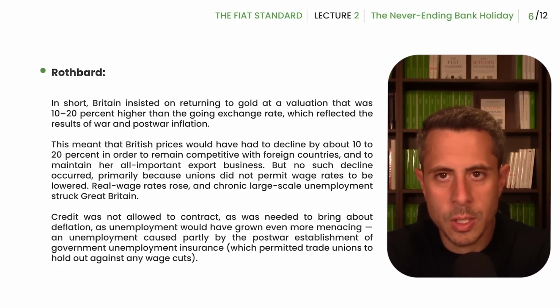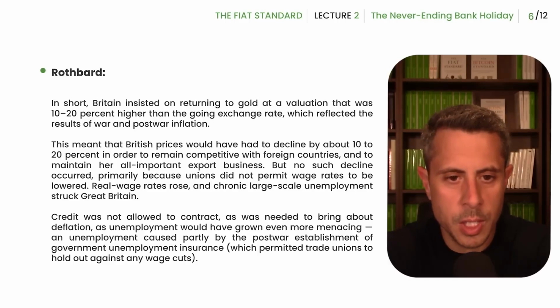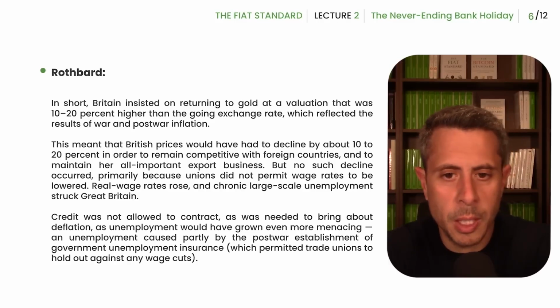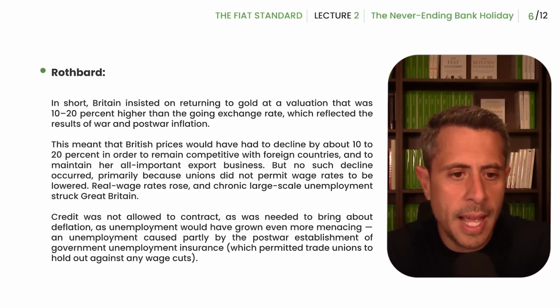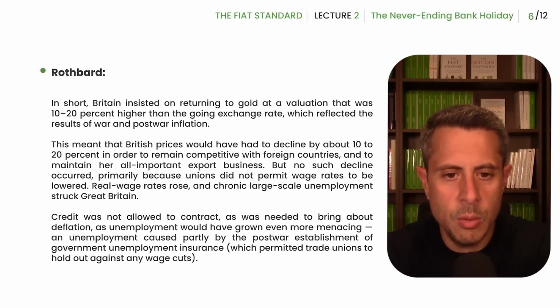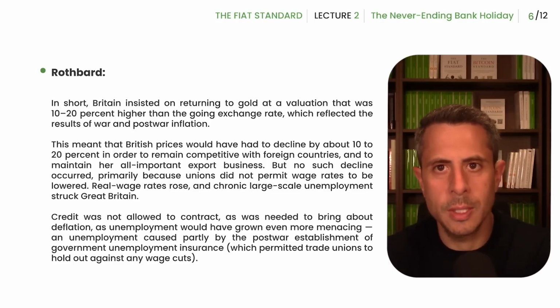So they wanted to just effectively ignore the effects of the war and ignore the inflation and assume that they could just go back to the original parity. But this meant that British prices would have had to decline by about 10 to 20% in order to remain competitive with foreign countries and to maintain her all-important export business. But no such decline occurred, primarily because unions did not permit wage rates to be lowered. Real wage rates rose, and chronic large-scale unemployment struck Great Britain.